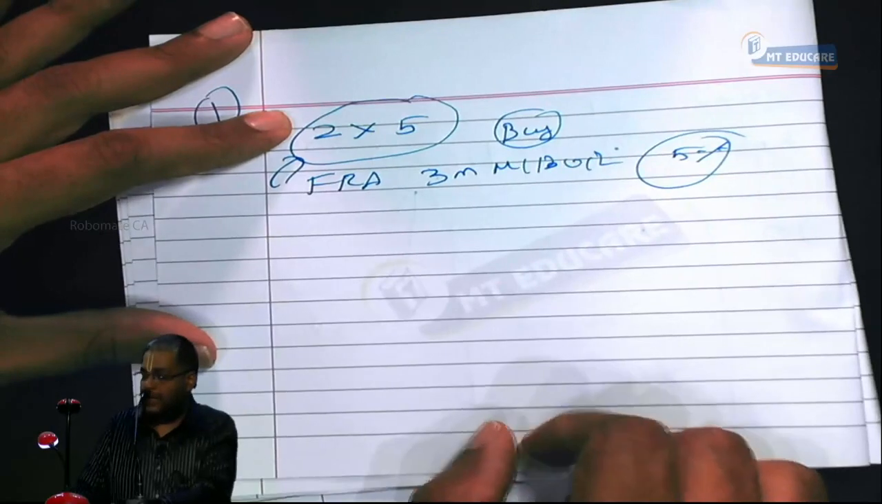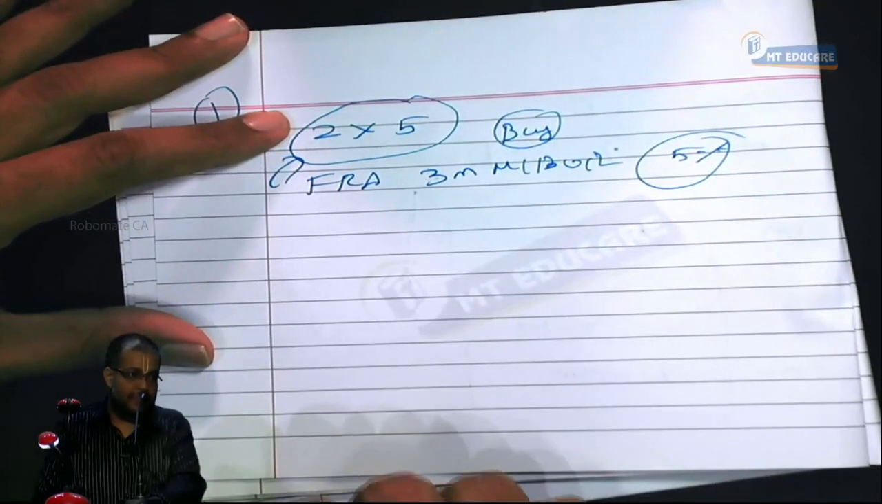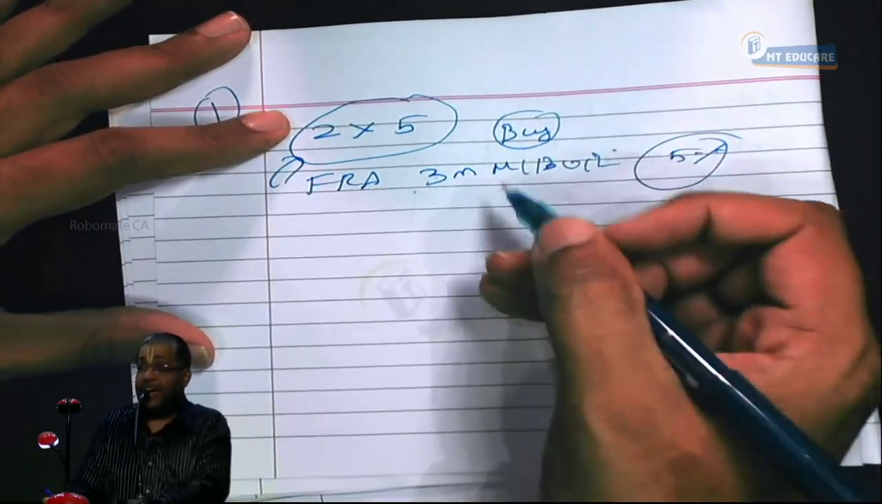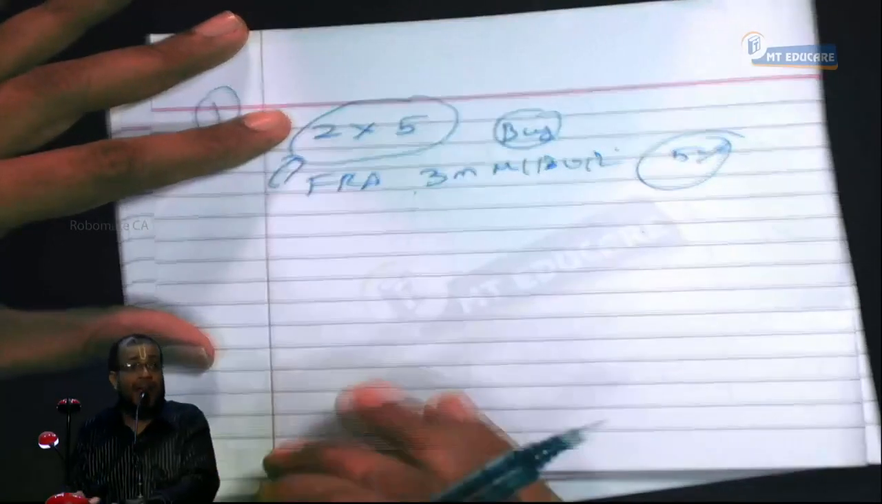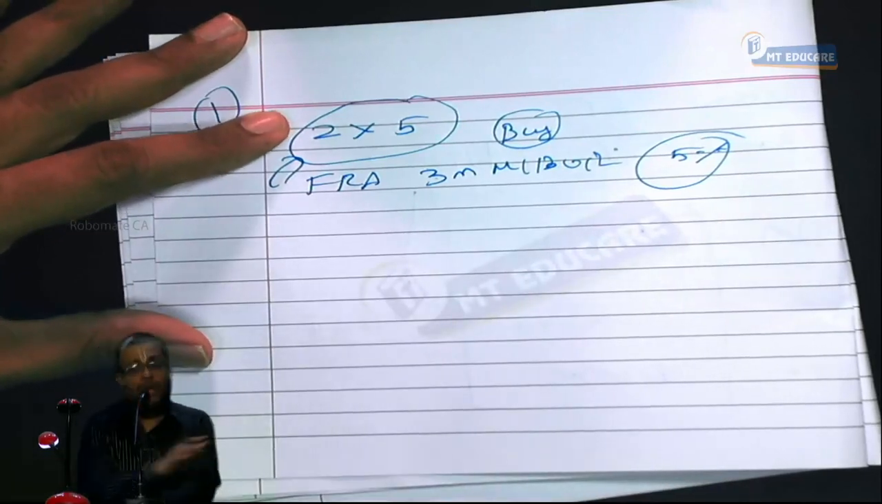Now, after 2 months, the MIBAR is 6%. I agreed to buy a MIBAR worth 6% for how much percent? 5%. I make a gain or loss? Gain. 1% gain will be booked.